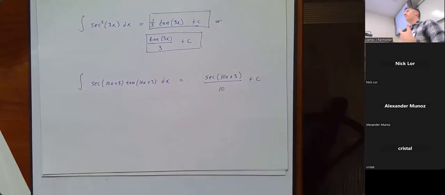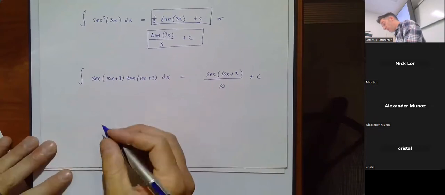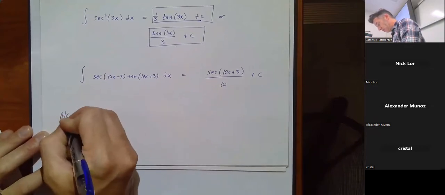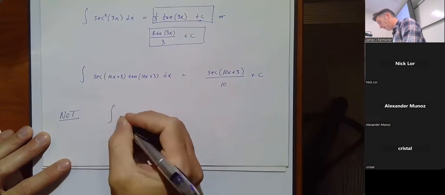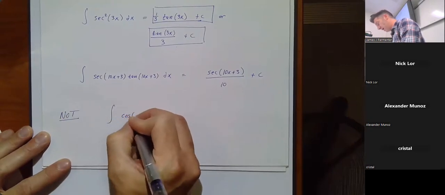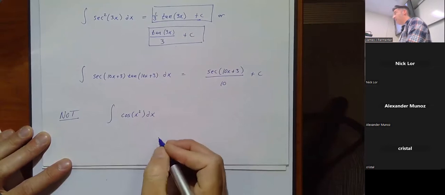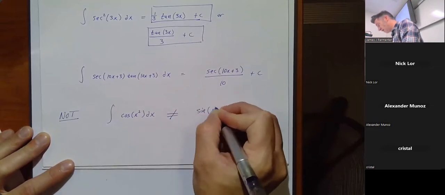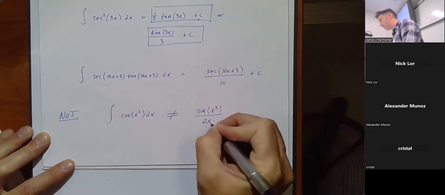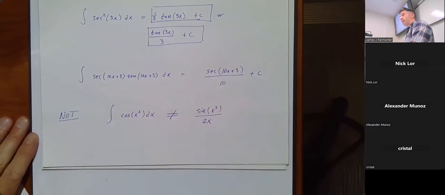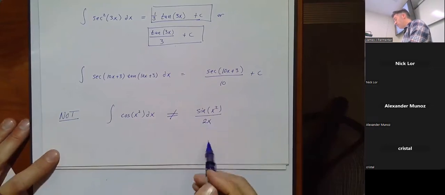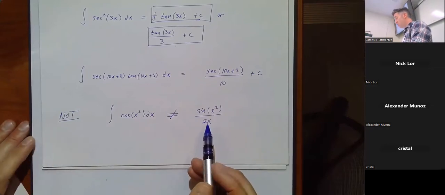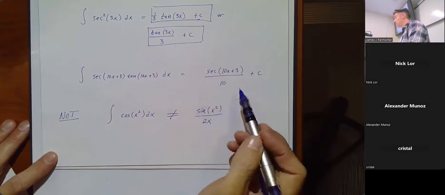Okay, but I want to emphasize here, this only works if you are dividing by a constant, meaning you cannot do this. So this is a no-go. If I want to find the antiderivative of, say, cosine of x squared, I'm going to tell you it's not sine of your stuff divided by the derivative of your stuff. Not by a long shot. Because if you took the derivative of this, you'd have to start using the quotient rule. You don't have to here because your bottom is just a constant.